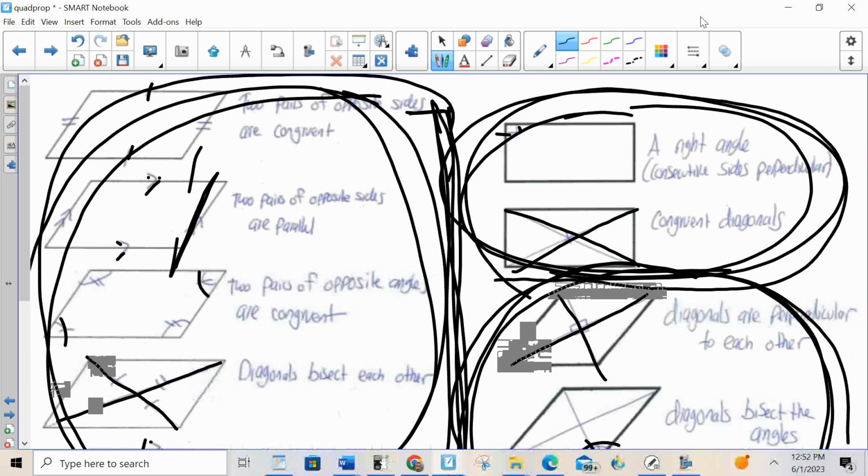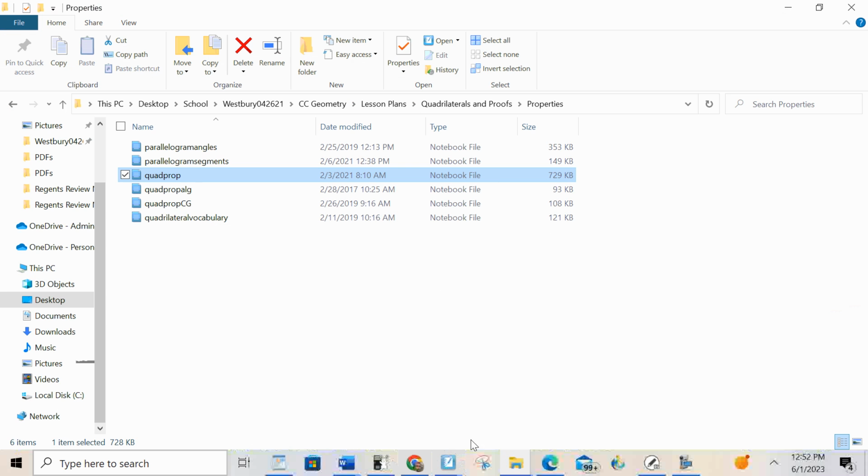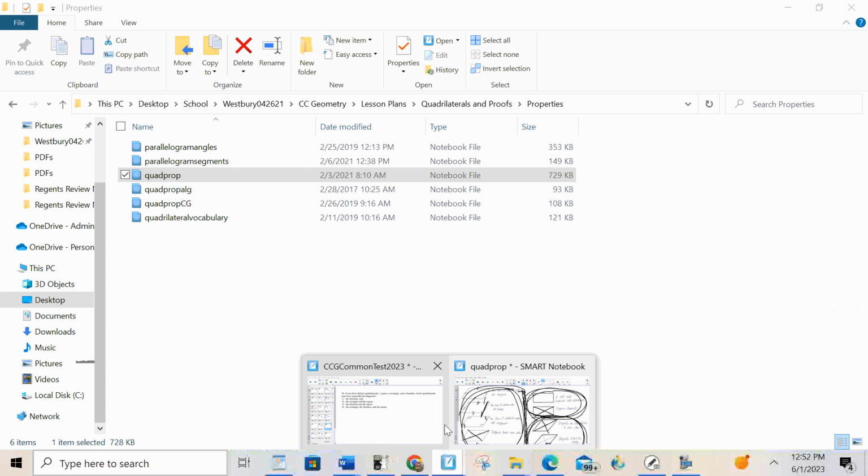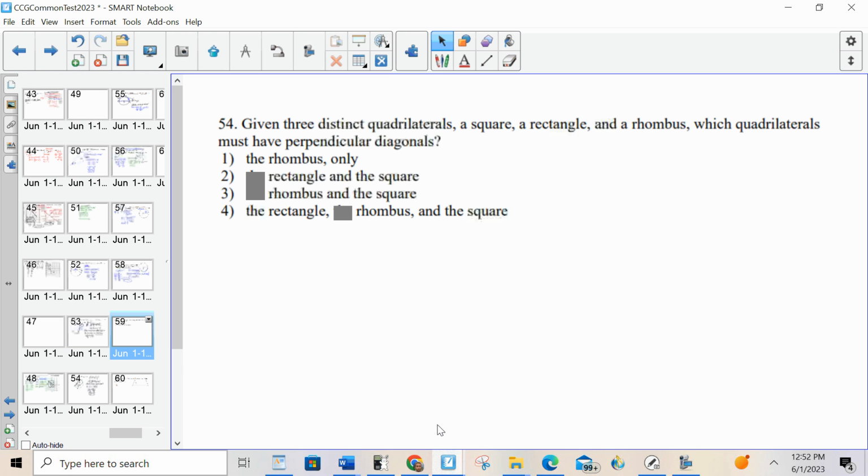So let's get back to this. Given 3 distinct quadrilaterals, a square, a rectangle, and a rhombus, which quadrilaterals must have perpendicular diagonals? Well, you need to know that perpendicular diagonals is a property of the rhombus, and a square has all the properties of the rhombus as well, so that would be your answer.